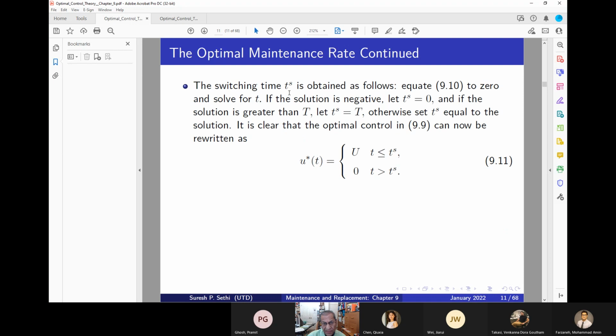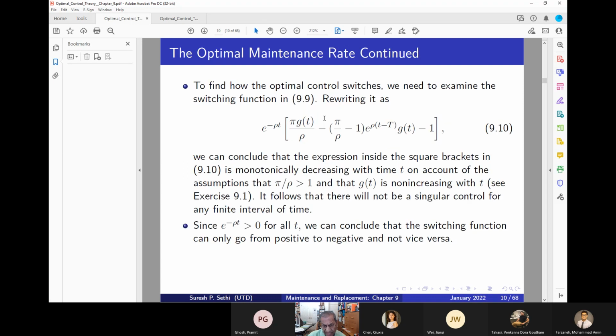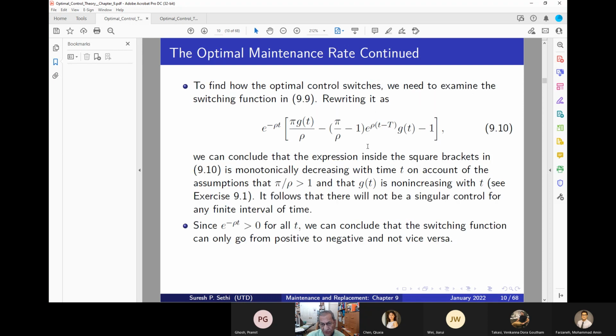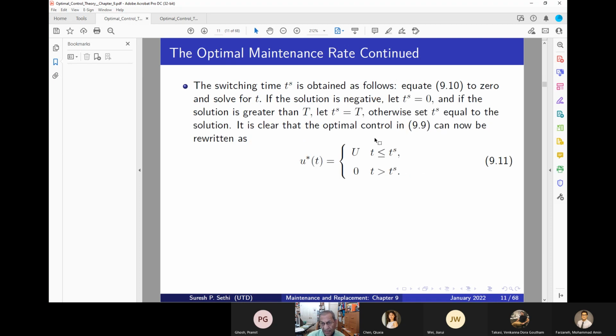So there is a switching point T sub S, and we can characterize the solution of the problem in this way: the optimal control will be U for t less than Ts, and it'll be 0 for t bigger than Ts. Now, if you set that to 0 and solve for small t, it's possible that the solution is negative. If it's negative, then we set Ts equal to 0.